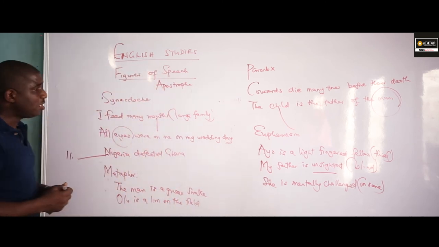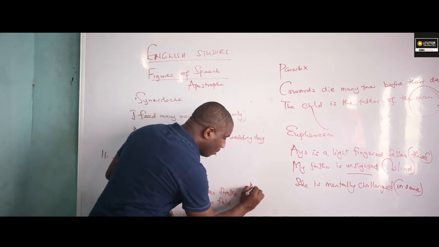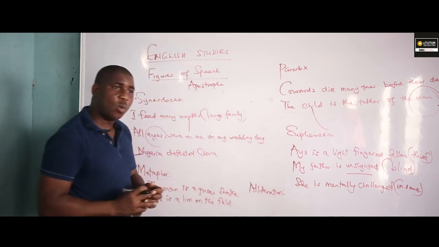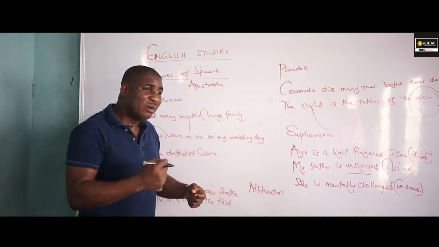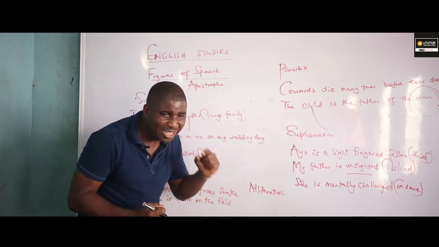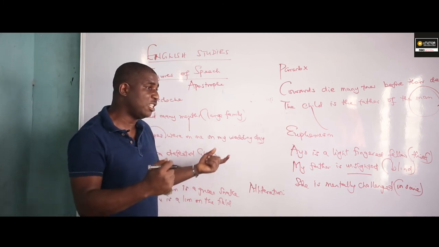So now let's look at that. Now, can you give me other examples of figures of speech? We have alliteration. Okay. What is alliteration? Alliteration is the initial repetition of consonant sound. Is the what? Initial repetition of consonant sound. Most especially in lines of poetry.